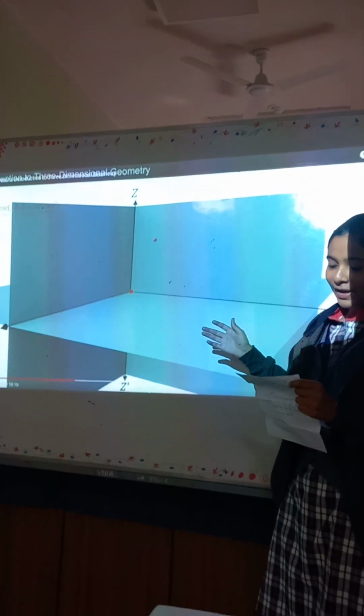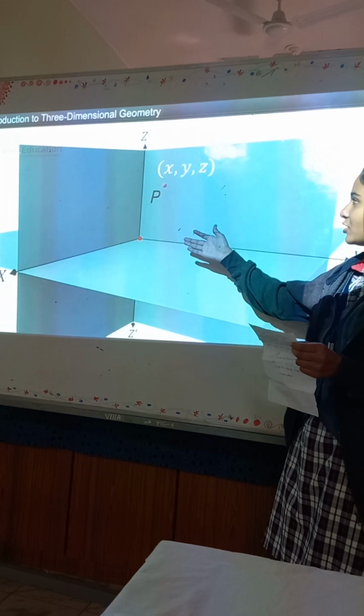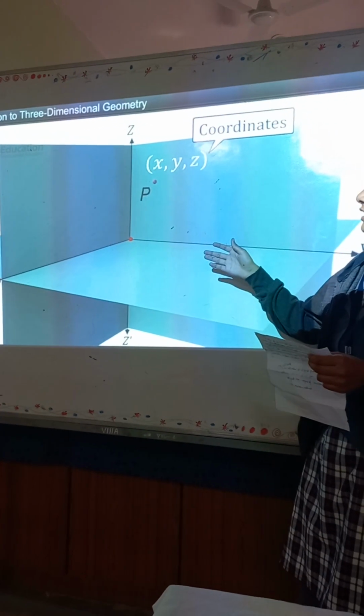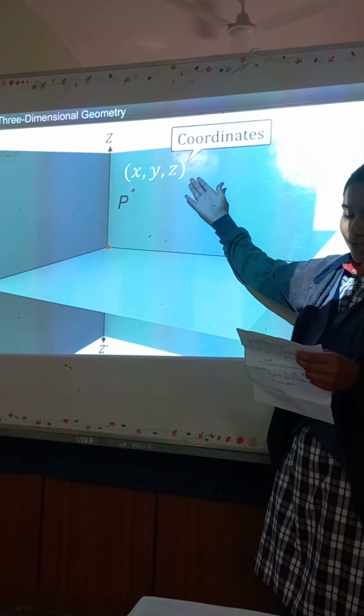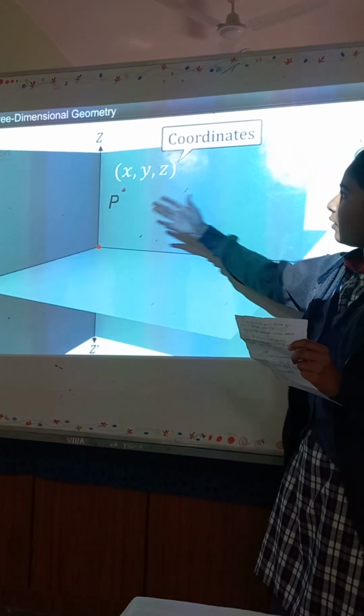Any point in space is represented with respect to its distances measured from the reference axes. These distances are called the coordinates. For example, for the point P, the coordinates are x, y and z. Now, what are these coordinates?